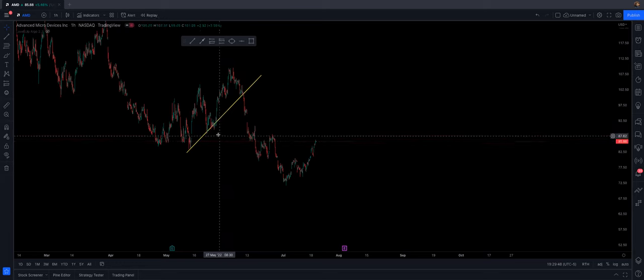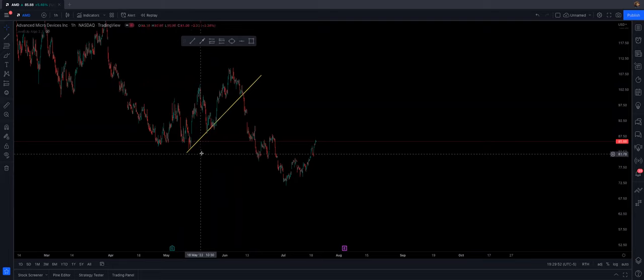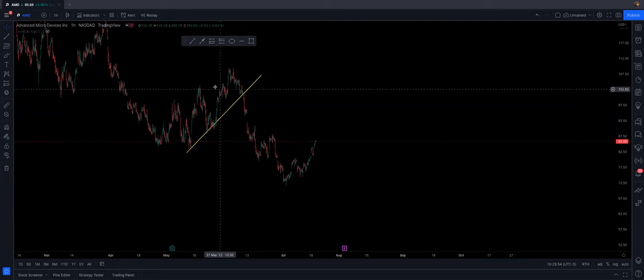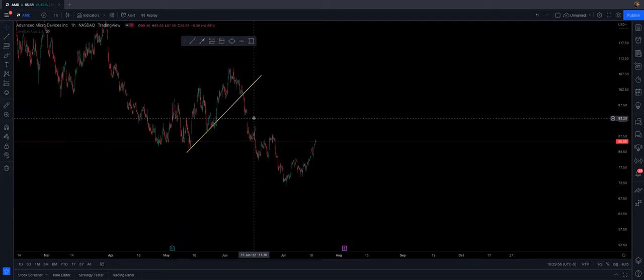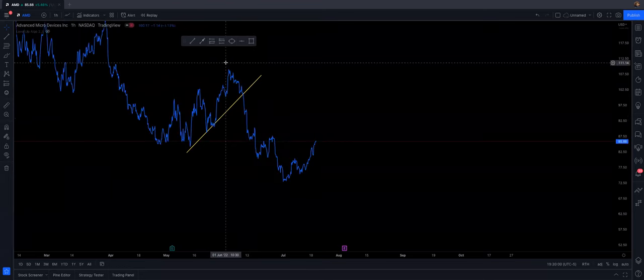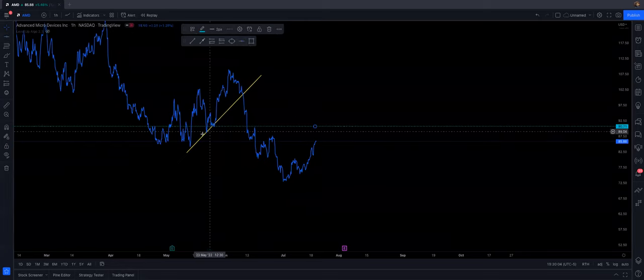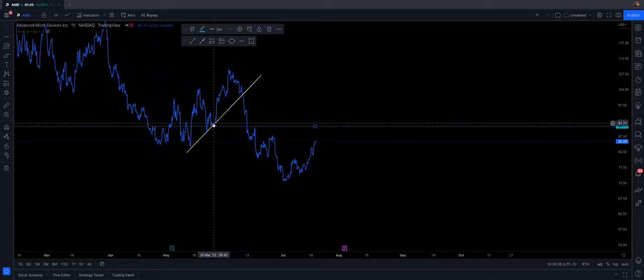So basically, what I'm trying to say is the levels that it bounced off of, if you did your support and resistance levels correctly, those should be your price targets on the way down, if that makes sense. So let's go draw some support and resistance real quick so you can see how it all makes sense. So right here, we have a support level.